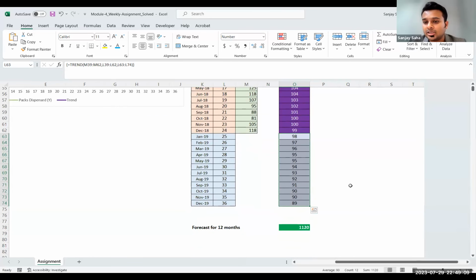So how do we calculate the forecast for 12 months? We simply add this entire data from month 25 to 36. So when I do that, if I take the sum here, it comes to 1120, which is your answer.